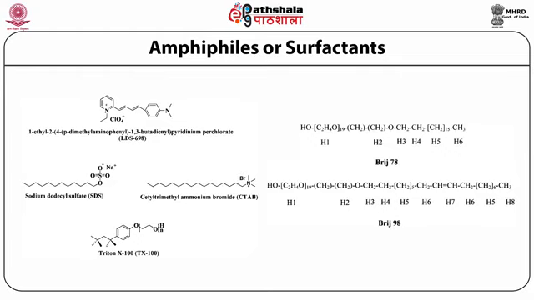Amphiphiles or surfactants can be ionic surfactants or non-ionic surfactants. Ionic surfactants again can be anionic or cationic. Almost all biochemists are familiar with sodium dodecyl sulfate, which is used in SDS-PAGE electrophoresis. That's an anionic surfactant. CTAB is a common detergent or surfactant which is cationic.